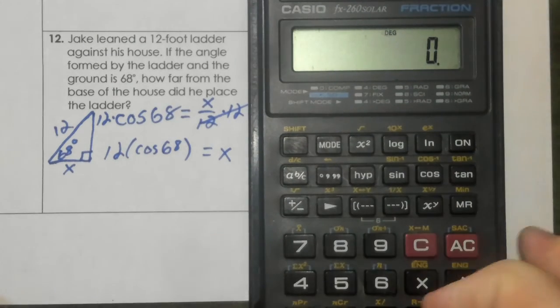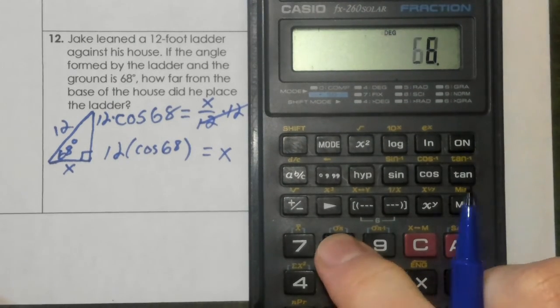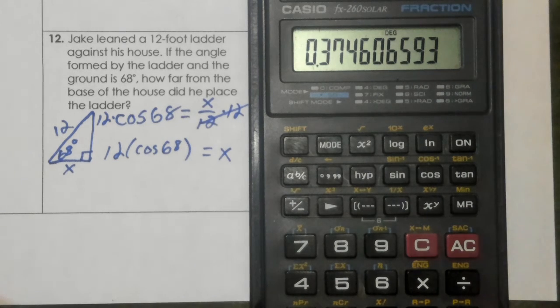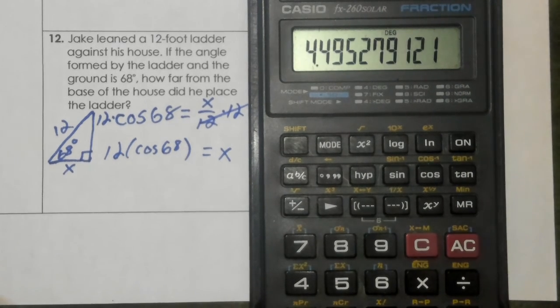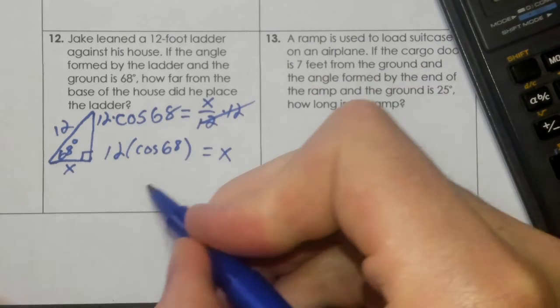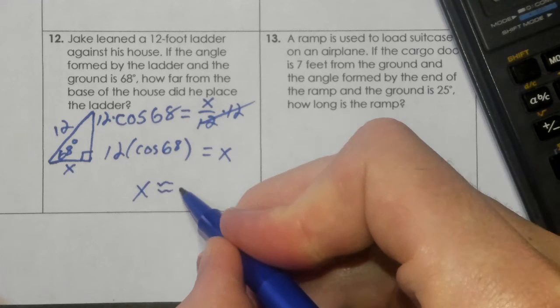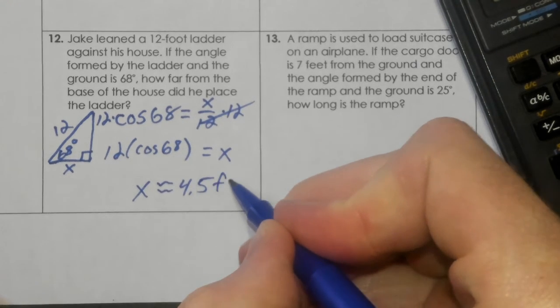I'll grab my calculator and type that in. So I've got 68, the cosine gives me that, times 12, approximately 4.5. So x is about 4.5 feet. Okay.